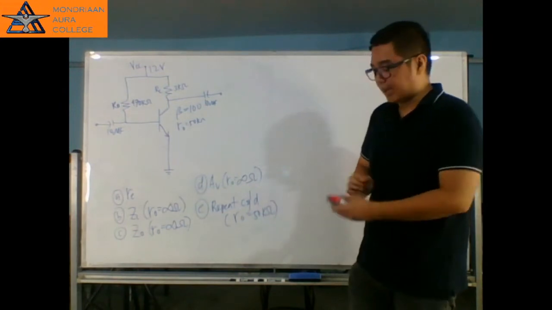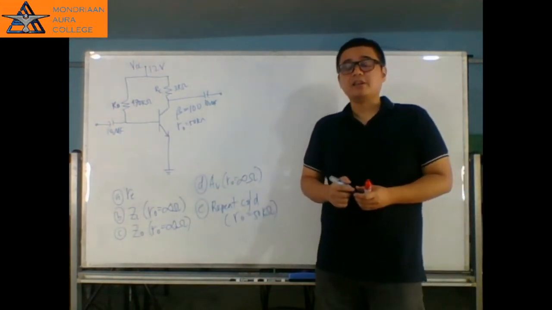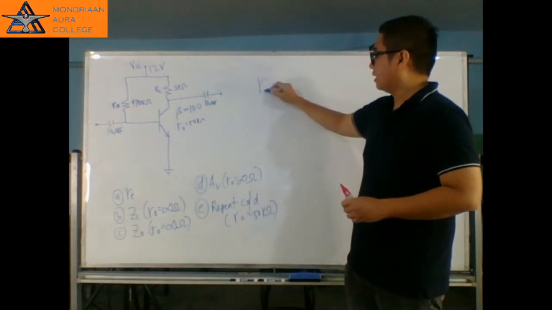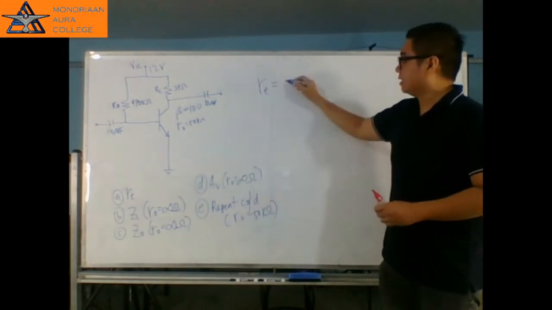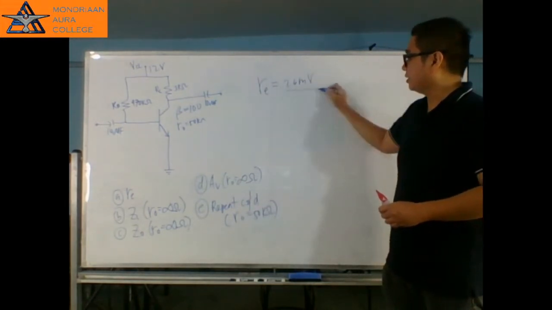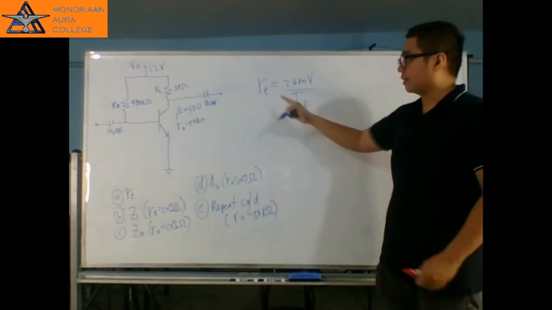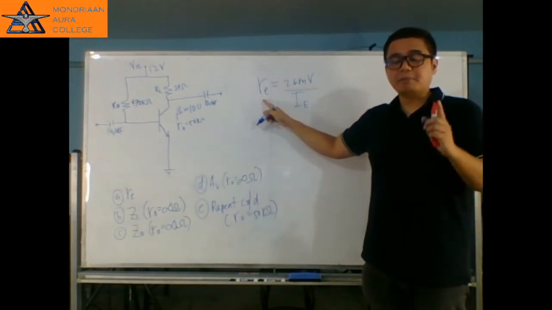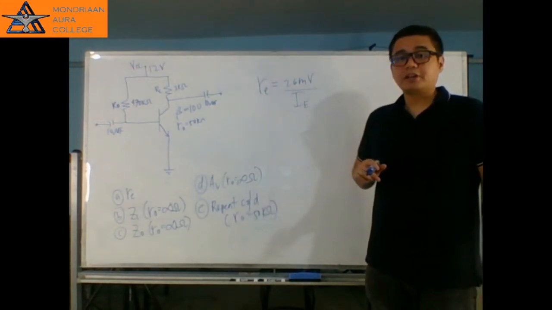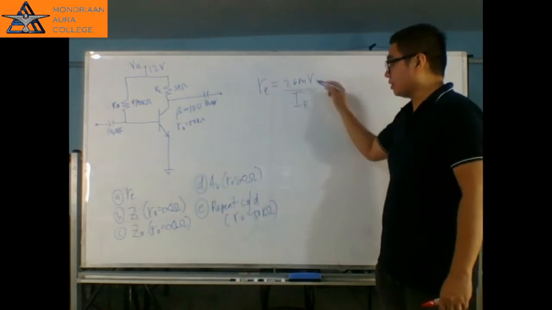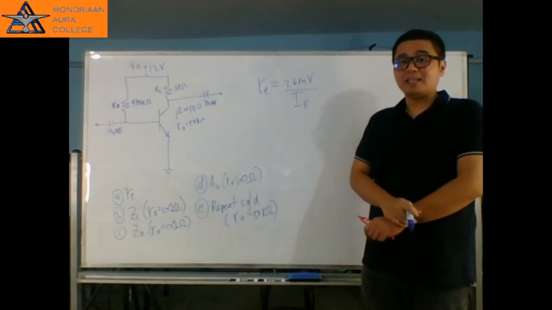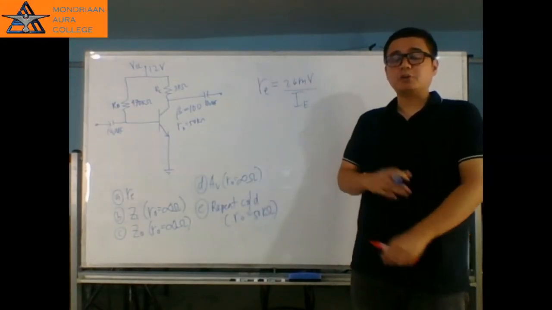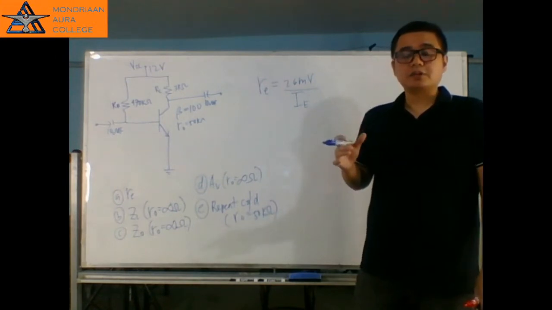For the DC analysis, kinakailangan natin makuha si I sub E or the DC emitter current. Remember, ang R sub E kasi, ang equation natin dyan is 26 millivolts divided by I sub E. Therefore, the AC emitter resistance is dependent on the DC emitter current. So that's why we should solve for I sub E. It's up to you to solve for I sub E kasi napag-aralan naman natin yan before, so I won't do the DC analysis. We'll just focus on the AC analysis.